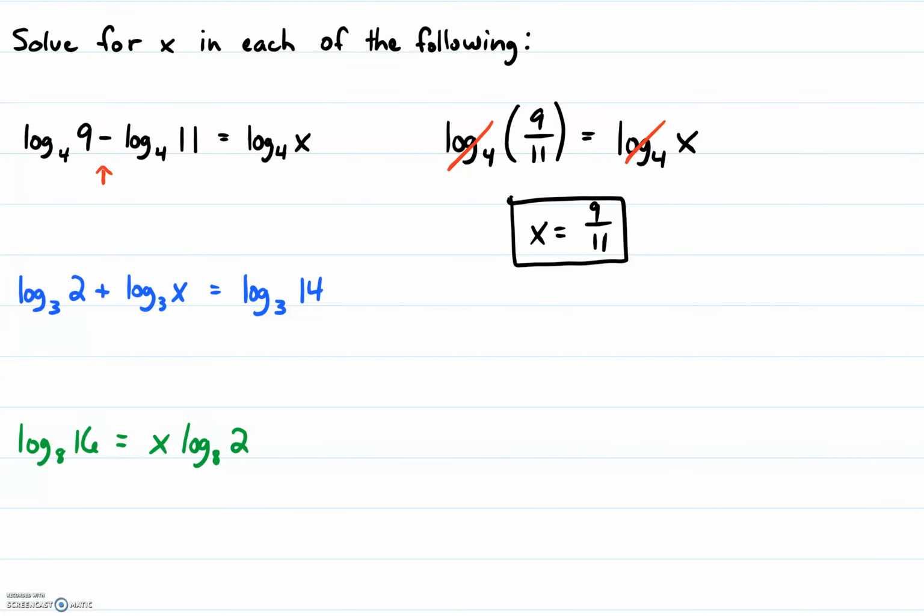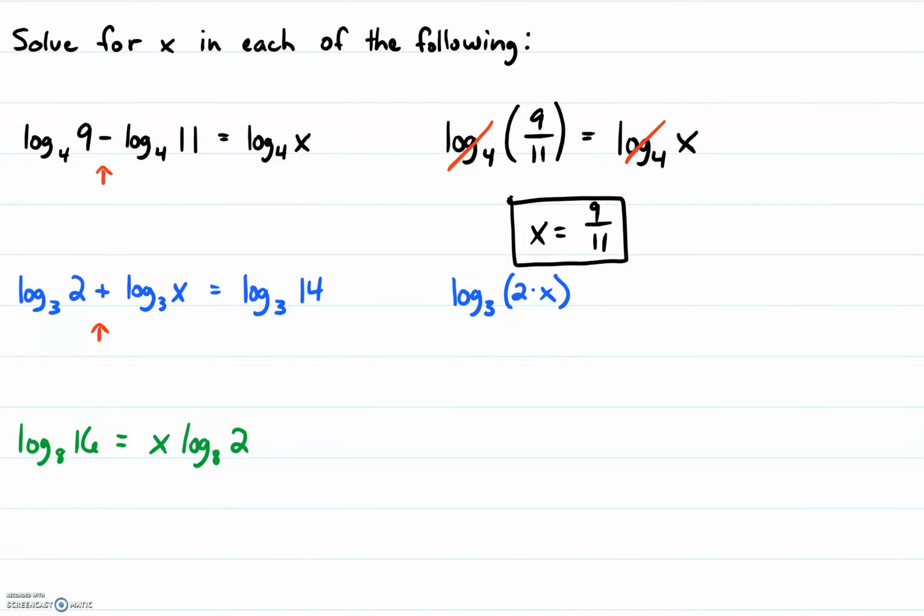So now the second problem, notice we don't have subtraction between the two logs, we have addition. And so this time we're going to use the product property. And so just like subtraction between two logs goes to dividing the things inside of the logs, the addition between two logs is going to turn into multiplication between the things inside of the two logs. And so again, we can condense the two logs, log base 3 2 plus log base 3 x, into just one log base 3 parentheses 2 times x.